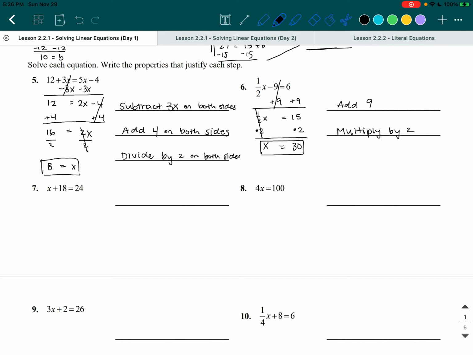All right, let's do number 7, which is x plus 18 equals 24. I'll let you think about how to do this one. You can pause the video here. All right, now that we're unpaused, let's try out how you solved this. I wanted you to subtract 18 on both sides. So subtract 18, subtract 18. That cancels those out. We will be left with x equals 6. So hopefully you got that right. If not, it's okay. Just correct yourself and we can continue on to number 8.